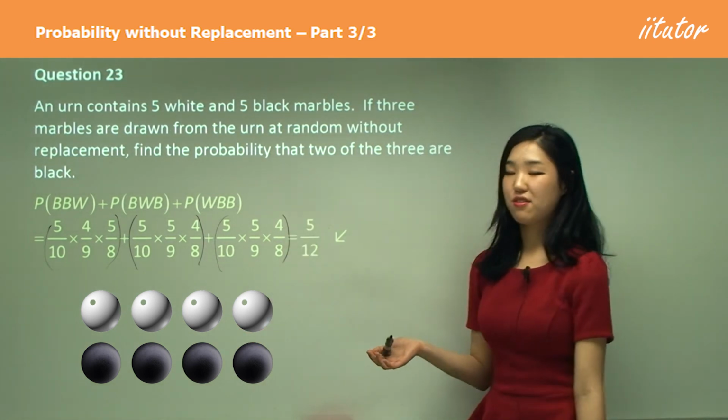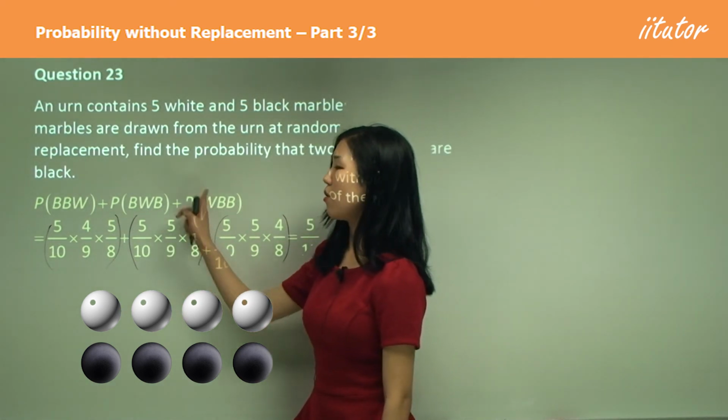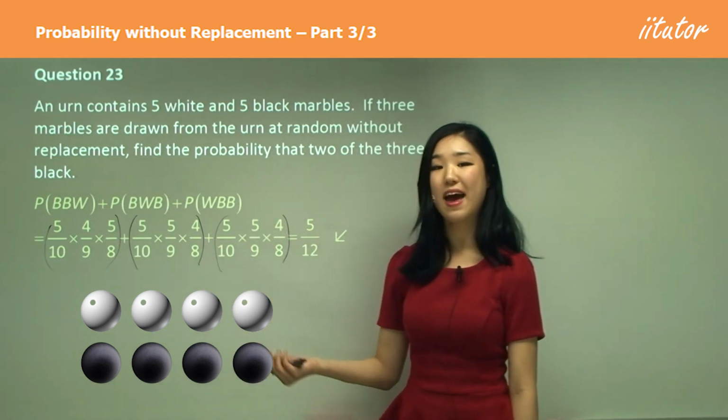That will be simplified to 5 on 12. So you get the idea, guys, and make sure you add it because it's this or this or this. So make sure you remember to add, not multiply.